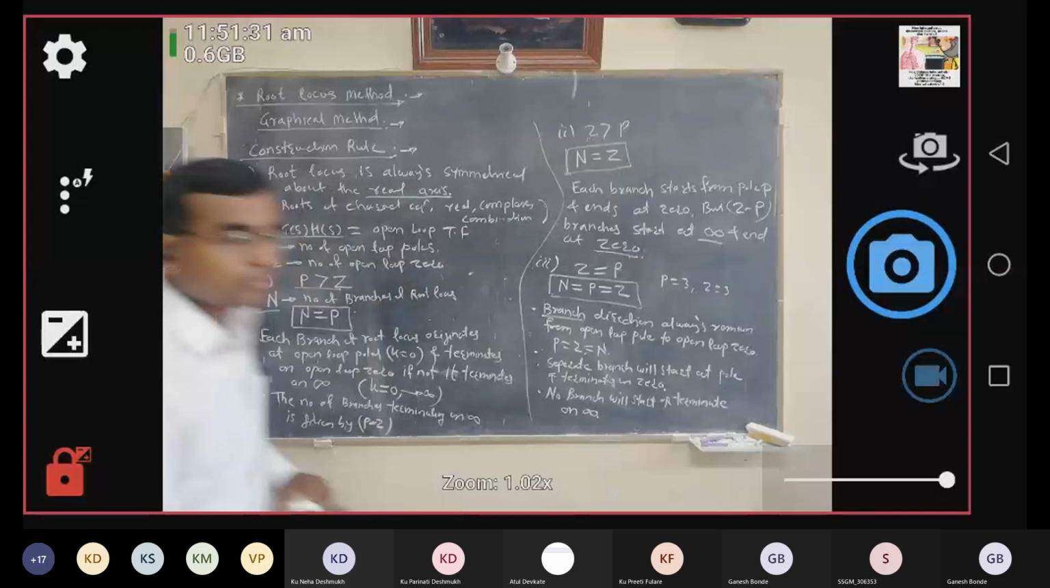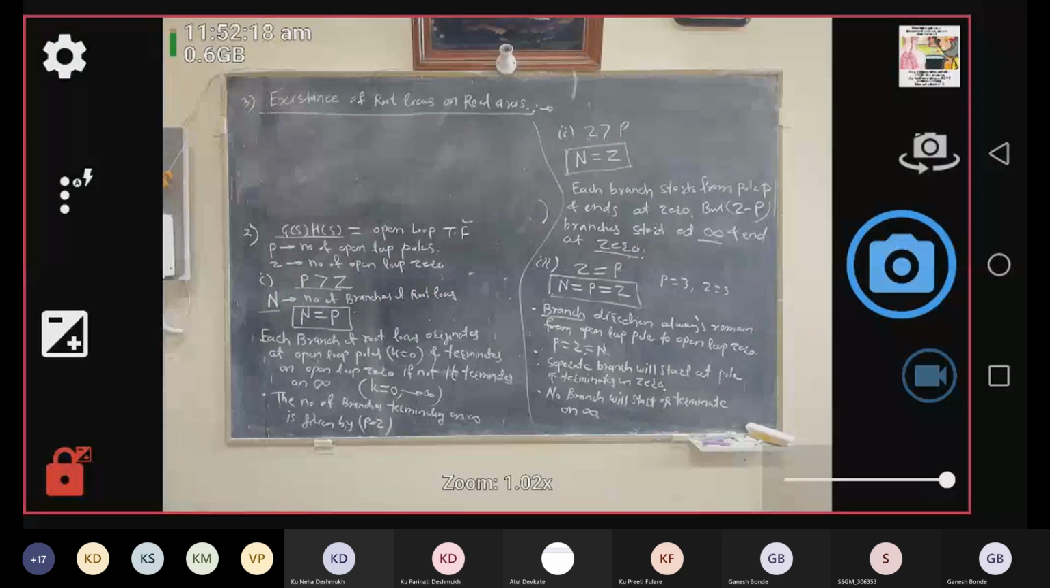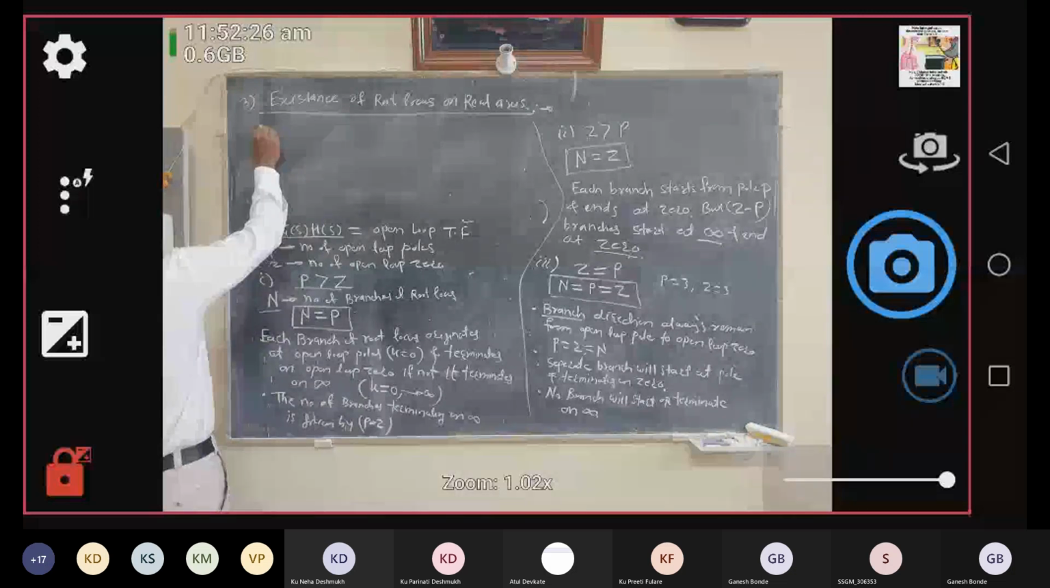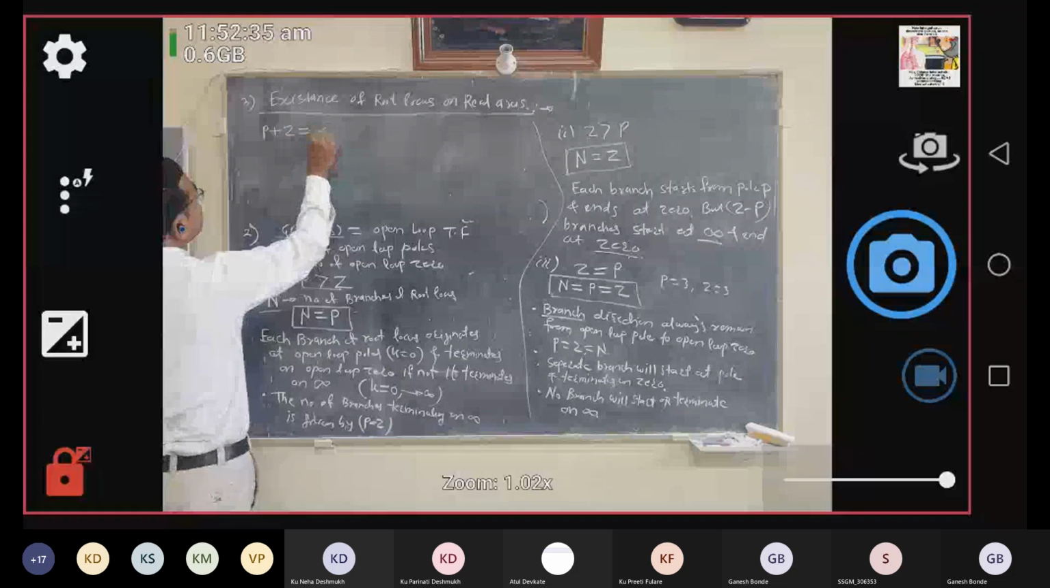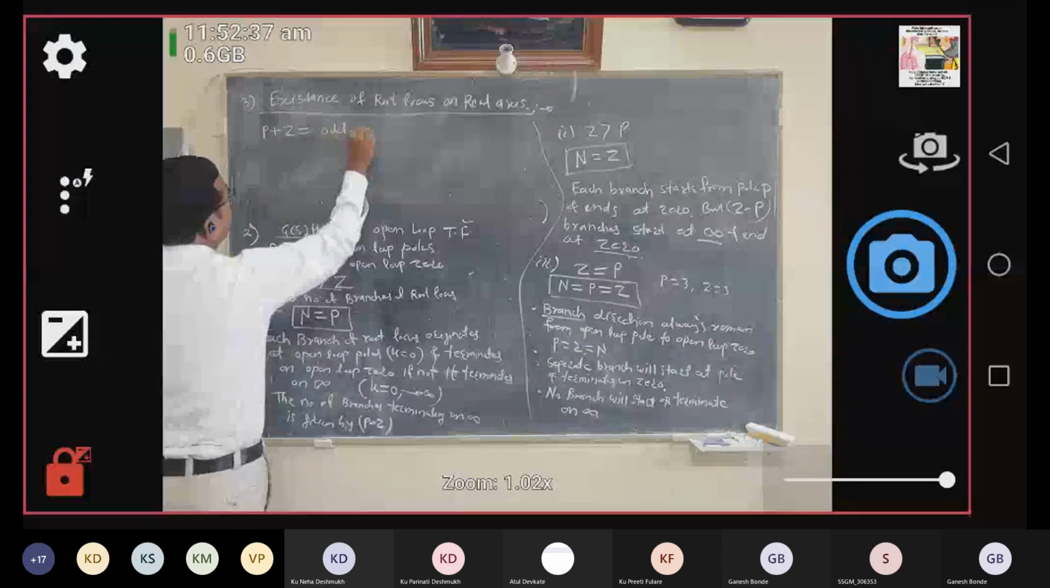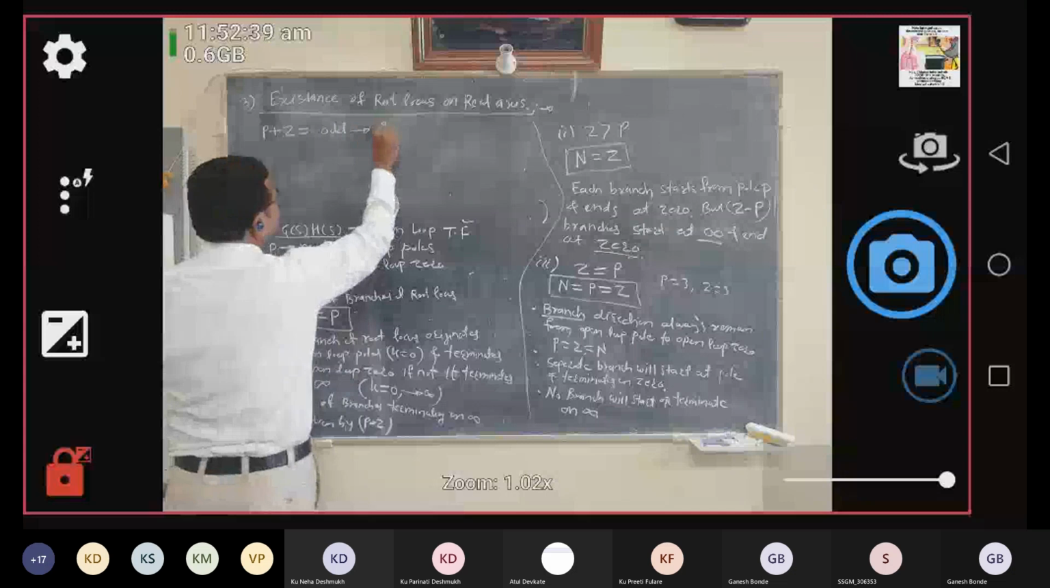So how do we determine whether the root locus exists on the real axis or not? For that purpose we take one example. Just note down here, we have to find simply P plus Z. When P plus Z on a particular section is odd, then it is a part of root locus. And when P plus Z on a particular section is even, then it is a part of non-root locus. So just remember this rule.